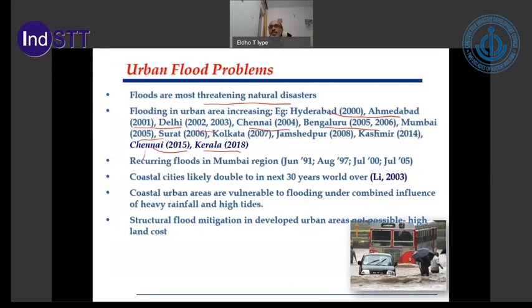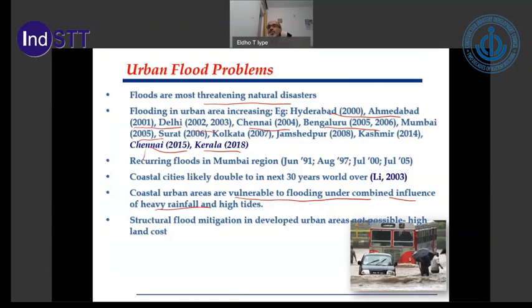As far as Mumbai is concerned, we can see recurring floods in most of the years, and especially at least once in 2 years or once in 3 years, we can observe heavy flooding in Mumbai. And this is peculiar to coastal cities. In coastal cities like Mumbai, Chennai, or Calcutta, urban flooding is a major problem. Coastal urban cities are vulnerable to flooding under combined heavy rainfall. Being coastal means there is a possibility of high tides.